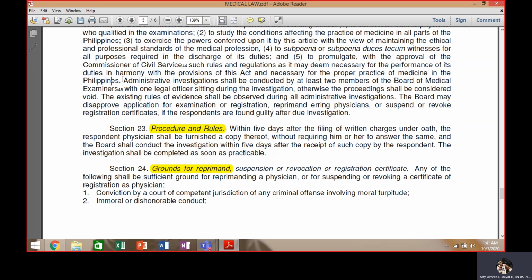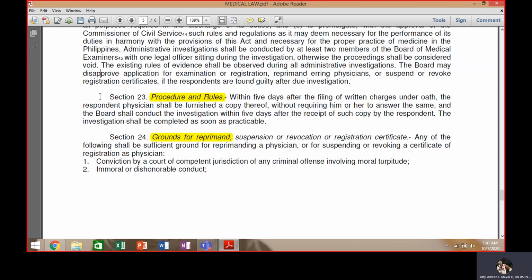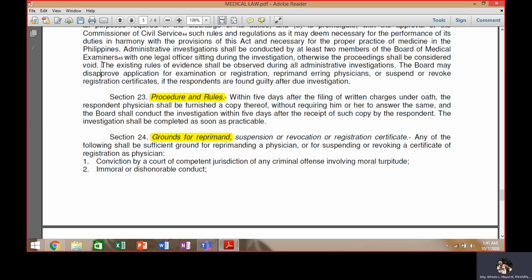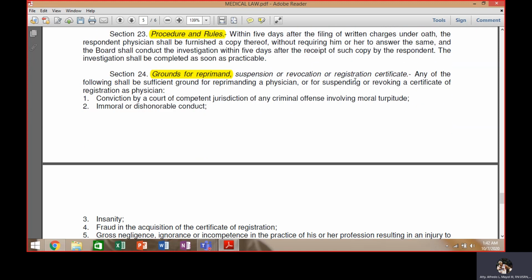legal officer sitting during the investigation. Otherwise, the proceeding shall be considered void. Okay? When you say void, useless, inutile, okay? Null. The existing rules of evidence shall be observed during all administrative investigations. The board may disapprove the application for examination or registration, reprimand erring physicians, okay, or suspend or revoke registration certificates of doctors if the respondents are found guilty after due hearing or investigation.